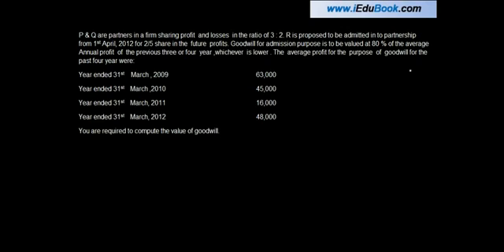P and Q are partners in a firm sharing profits and losses in the ratio of 3:2. So there are two partners, P and Q, who are sharing profits and losses in the ratio of 3:2. R is proposed to be admitted into partnership from 1st April 2012 for 2/5 share in future profits. So they are looking at getting a new partner R who is going to get 2/5 share in future profits.